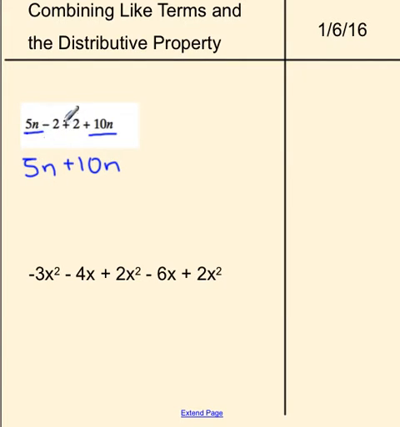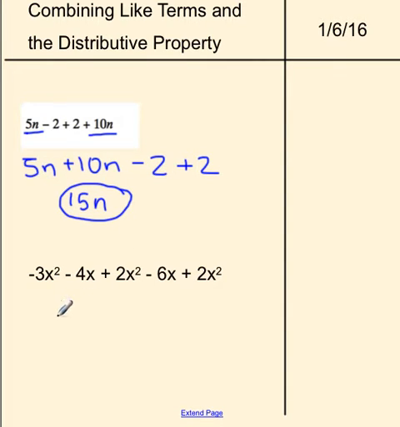Then ununderlined, I've got here this -2 and this +2. So those are like terms with each other. So now I can go ahead and add my like terms, or combine them. So 5n and 10n, that's 15n. And -2 and a +2, those guys cancel out. So 15n is the answer for this problem.